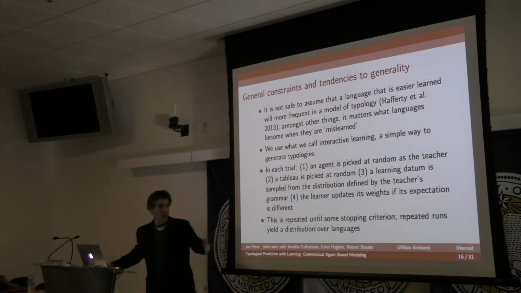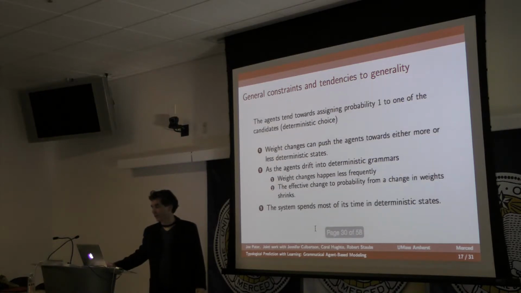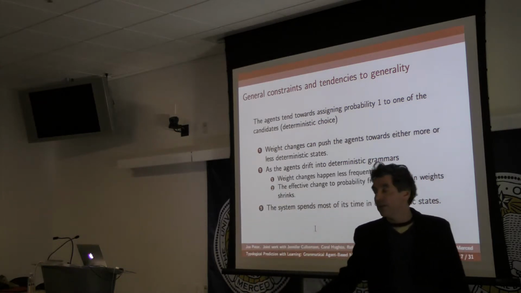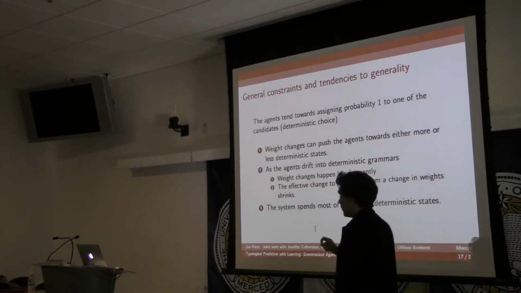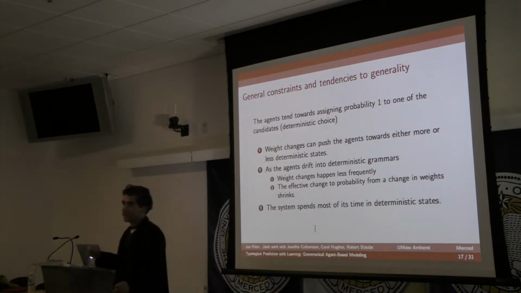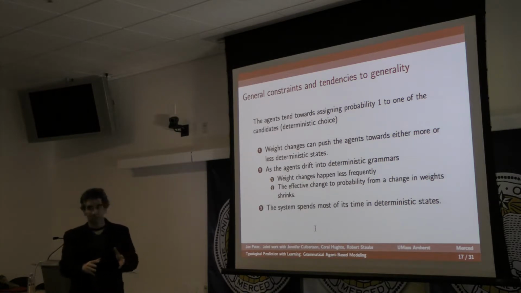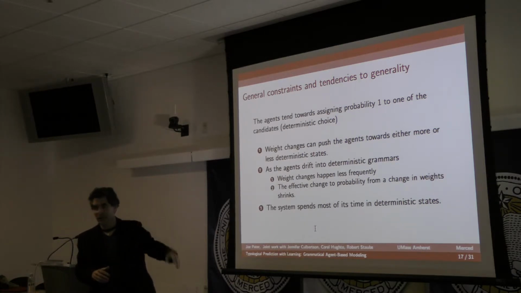After you've done this a bunch of times, you've got a distribution over languages that you can then compare to the distribution over languages that you find in the empirical typology cross-linguistically. One interesting thing about these models is that they tend towards assigning probability 1 to one of the candidates. They tend towards a deterministic choice. The reason is, first of all, when you have an update, you can either move closer to assigning probability of 1 to one of the candidates, or away from that, of having equal probability on the 2 candidates.